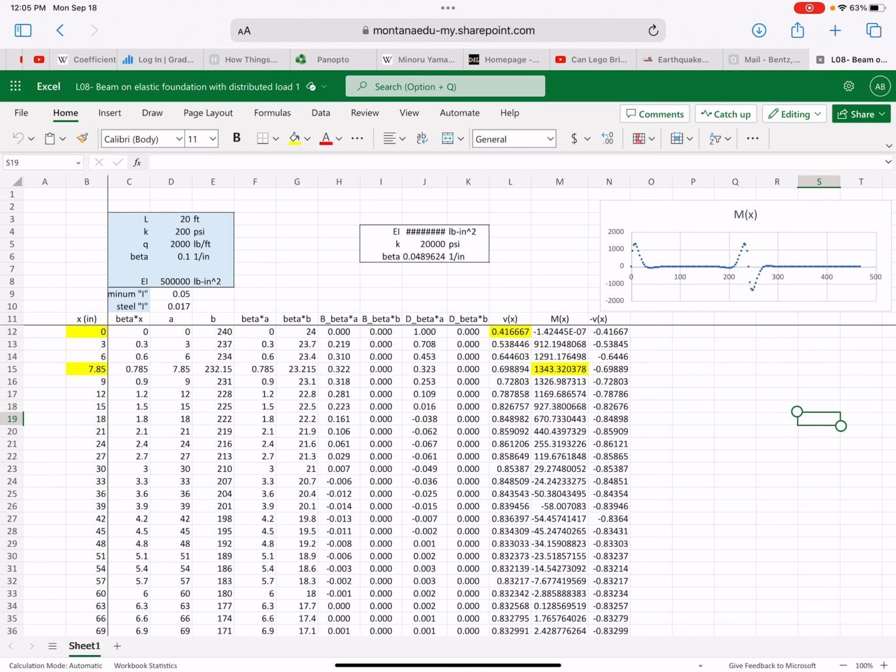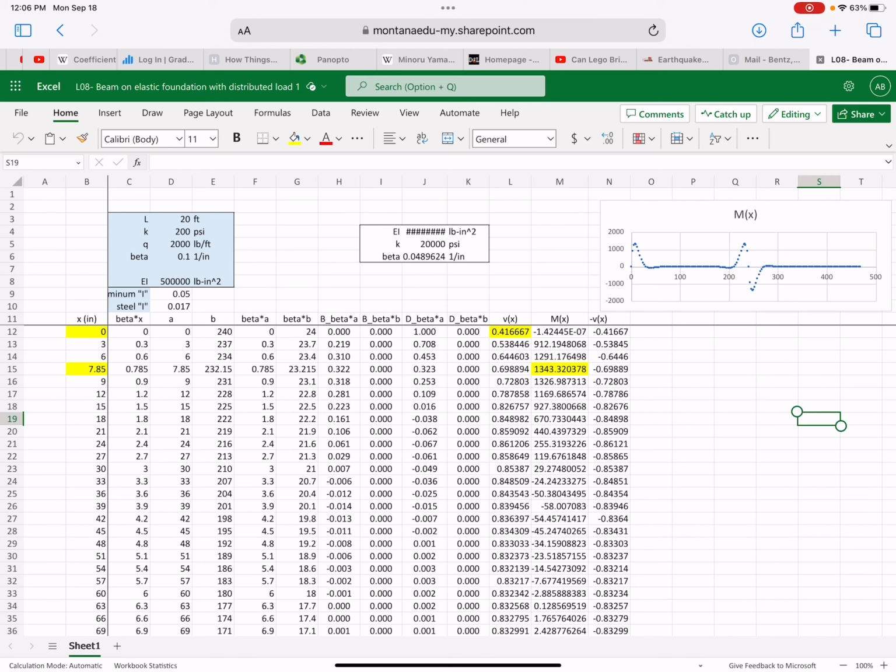And then what I really kind of wanted to demonstrate here is showing how some of these parameters will affect the results. So I'm not going to mess with the load at all because the load will only change the magnitude of the results. It won't change the behavior of the beam. If we just focus on beta first, right? So these are the values that were given in the example. We were looking at a beta of 0.1 per inch.